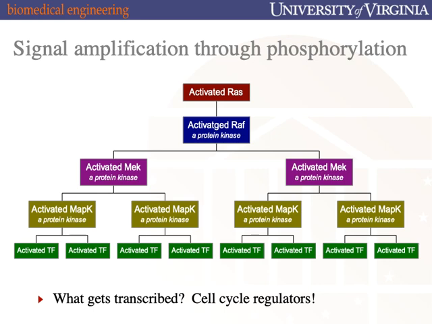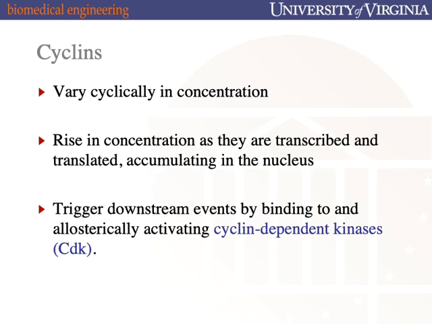Where the association of these signaling proteins occurs with regard to tumorigenesis is because they regulate things like cell cycle transition. That's what we're going to focus on today. And one of the key players in cell cycle regulation are a family of proteins that are called cyclins. They're called cyclins more the association with the cell cycle, but it turns out that they vary cyclically in their abundance depending on the phase of the cell cycle.